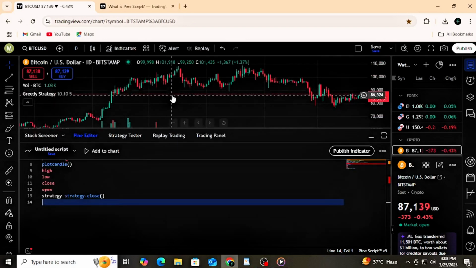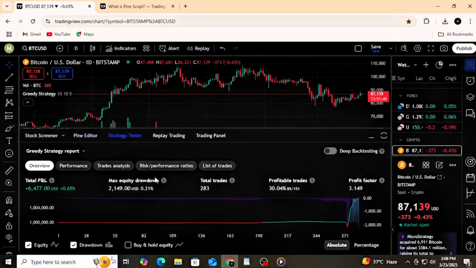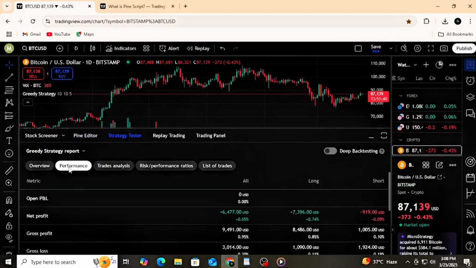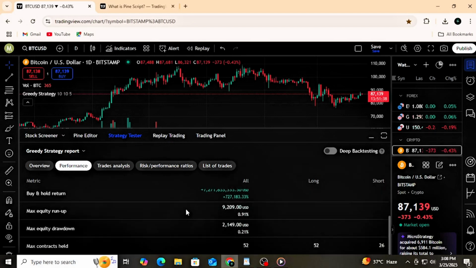TradingView provides a built-in strategy tester tool that allows you to analyze the performance of your script. The tool provides detailed reports on profit loss and trade statistics, helping traders refine their strategies.